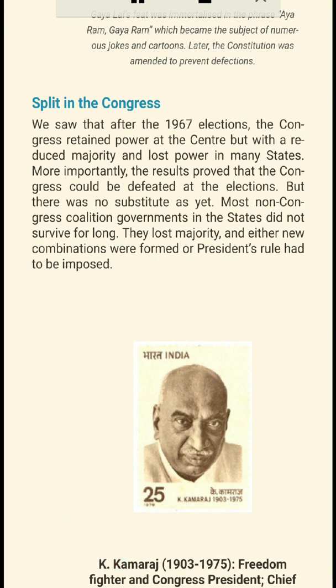Kamaraj, 1903-1975, freedom fighter and Congress president, chief minister of Madras, Tamil Nadu, having suffered educational deprivation, made efforts to spread education in Madras province, introduced midday meal scheme for schoolchildren. In 1963 he proposed that all senior congressmen should resign from office to make way for younger party workers. This proposal is famous as the Kamaraj Plan.